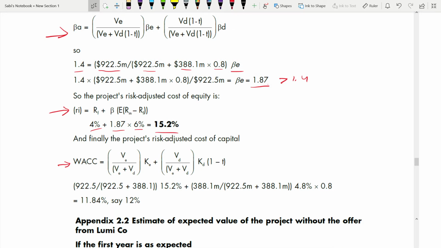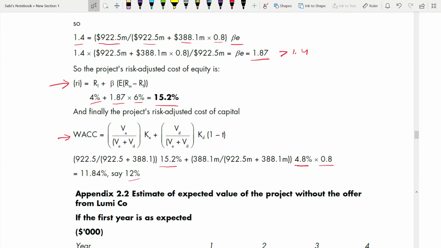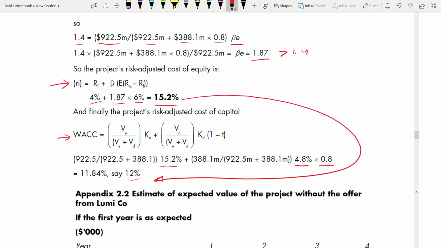So value of equity over value of equity plus debt into this. Here also same thing: debt over equity plus debt, 4.8%. This was your cost of debt, you calculated, and into after tax. So it is 12%. WACC. And there is a way of checking WACC, whether it is technically correct or not. Just compare this with this. Cost of equity will be more than WACC. Why? Because we have debt also in WACC at 4.8%. That's why your WACC will be less than your cost of equity.